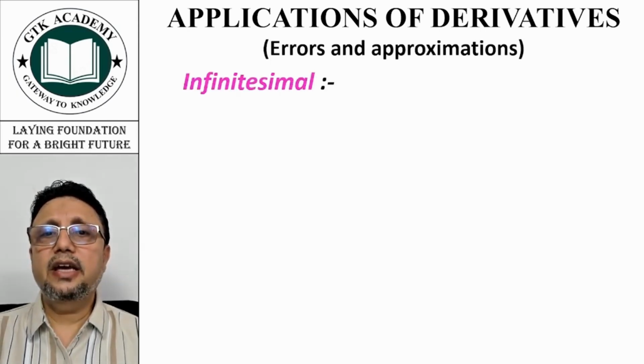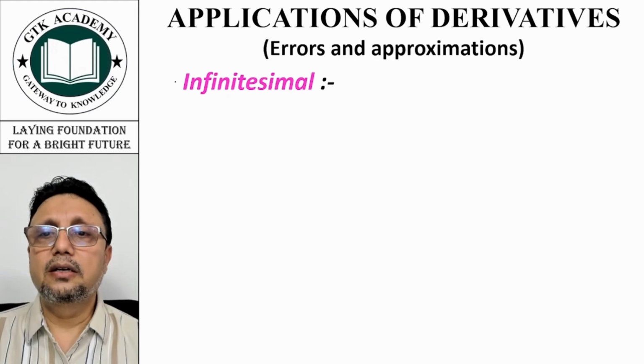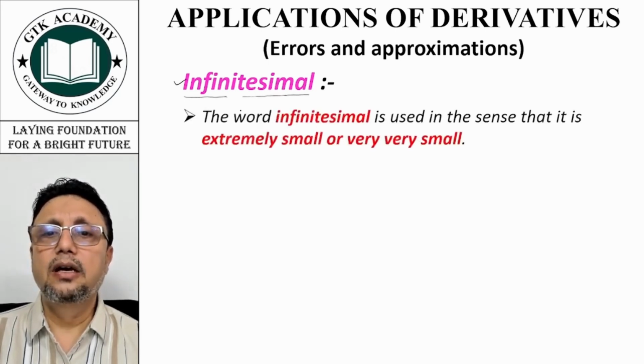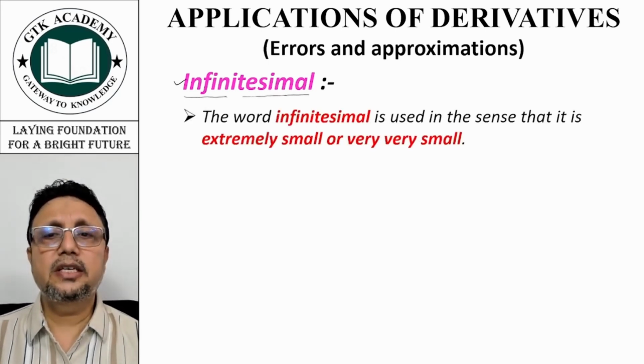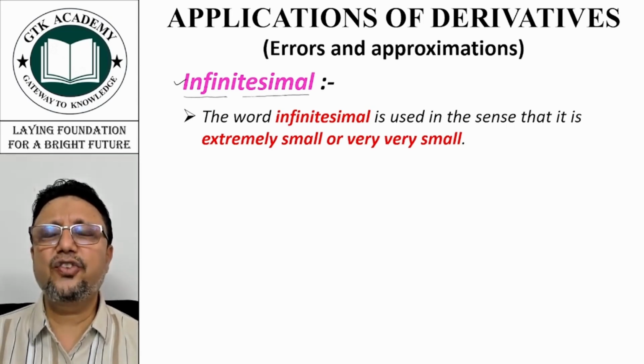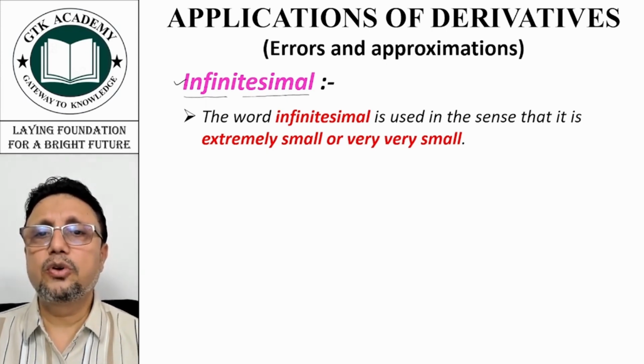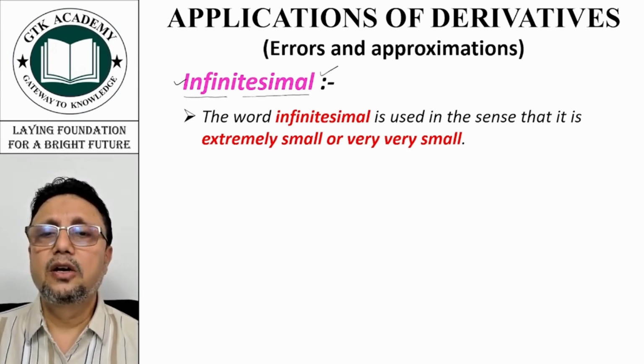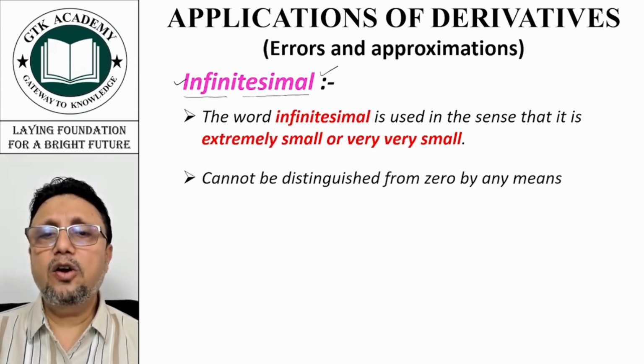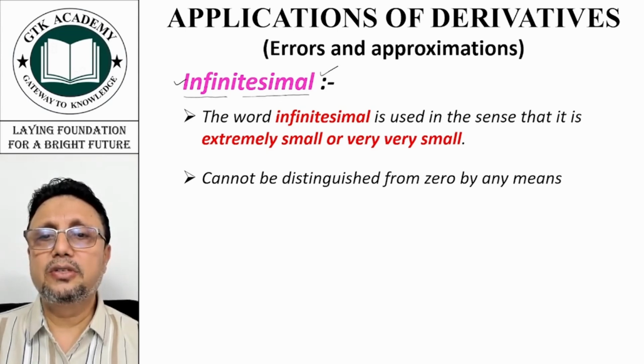Before we start discussing errors and approximation, let me just bring to your notice a term which is pronounced as infinitesimal. What do we mean by infinitesimal? It is used in the sense that anything which is extremely small, very small, is called infinitesimal. Please note, this is going to be very important once we proceed on this topic. It cannot be distinguished from zero by any means.